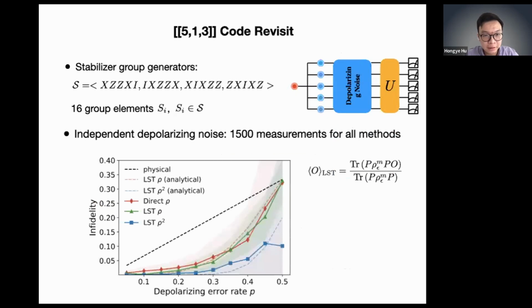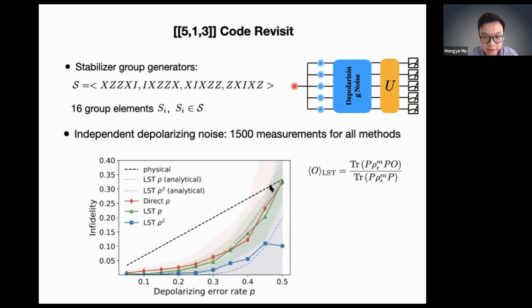First, let's revisit the 5-1-3 code example, which is also used in the subspace expansion, where one logical qubit is encoded with five physical qubits. The stabilizer group is generated by those four Pauli strings, and in total there are 16 group elements. Suppose this logical qubit is in an arbitrary quantum state, and each physical qubit is subjected to some depolarizing noise. We use the infidelity to measure how good the error mitigation is. If the infidelity is 0, it means there is no error.